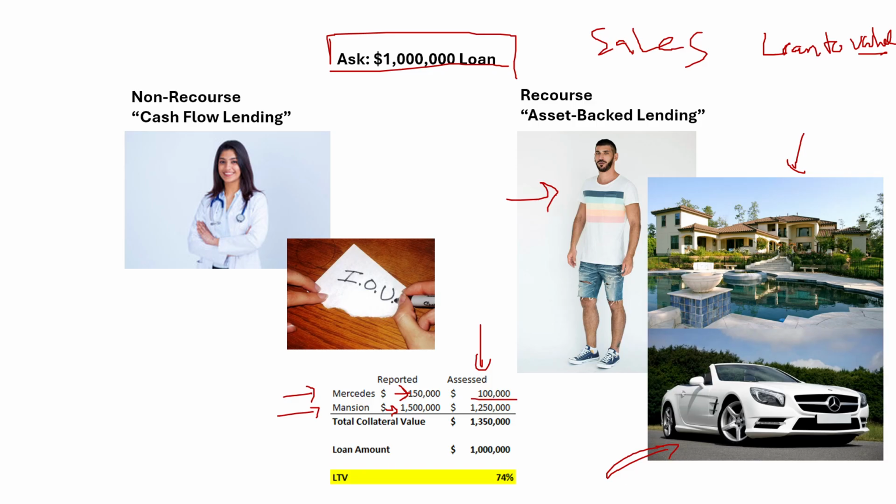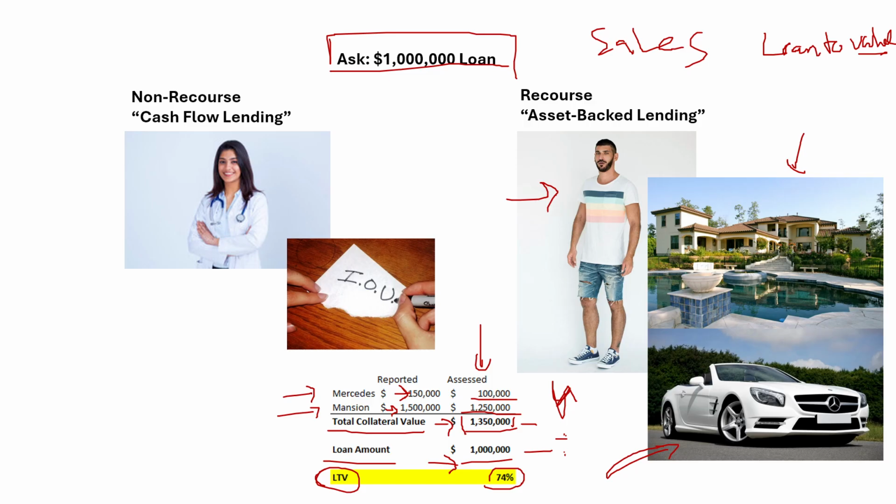And the mansion, we're going to give it a value of 1.25 million. So the total collateral value we're going to give Joe is $1.35 million. This is the total collateral value. Now he's asking for a loan of $1 million. So what's the loan to value? The loan to value is literally the loan, 1 million, divided by the value, which is 1.35. When you do that simple division, you get 74%.